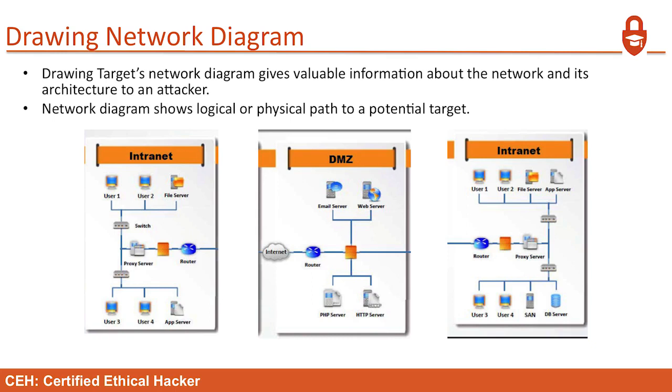You hit the DMZ of a company, that's where all the servers are held. Email servers in this case, web server. We have a PHP server and an HTTP server. And then they have the actual intranet, the other LAN behind that DMZ zone. That's a pretty common configuration for a multi-homed company with more than one office location.